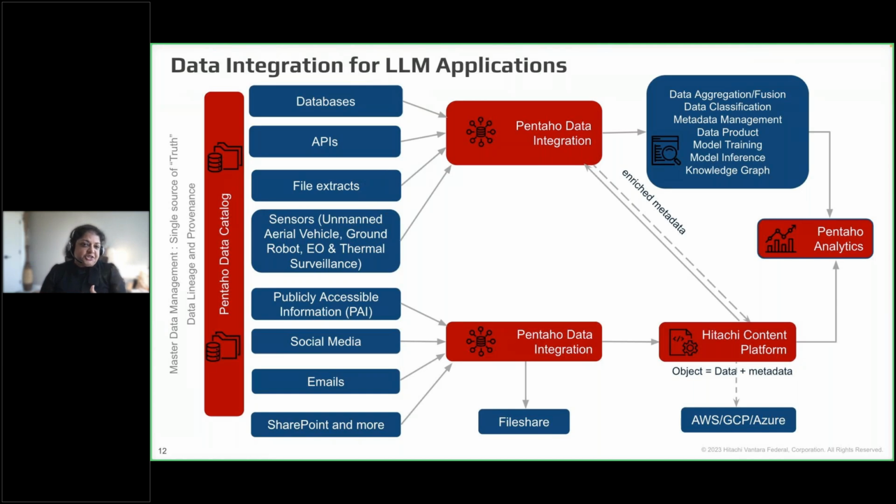Pentaho Data Integration lets you work with a variety of data sources and enables data transformation. For example, database joins across different data that you're reading from different platforms, be it databases, APIs, sensors, or files. And if it is unstructured content, doing metadata management, and then using an object storage platform such as our own Hitachi Content Platform, and then enabling the analytics in that process.